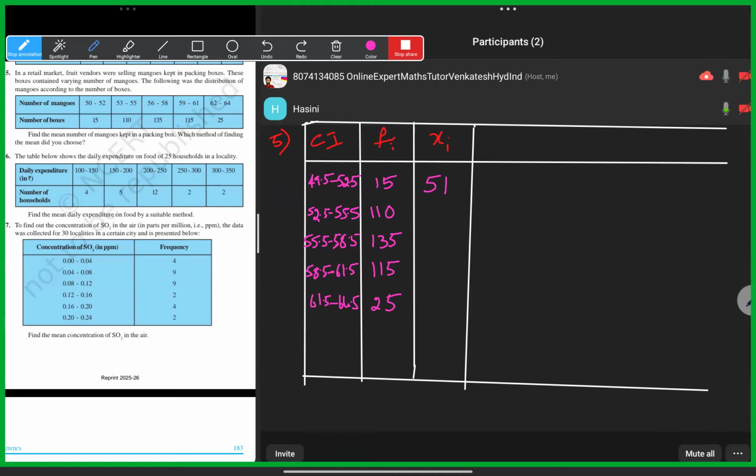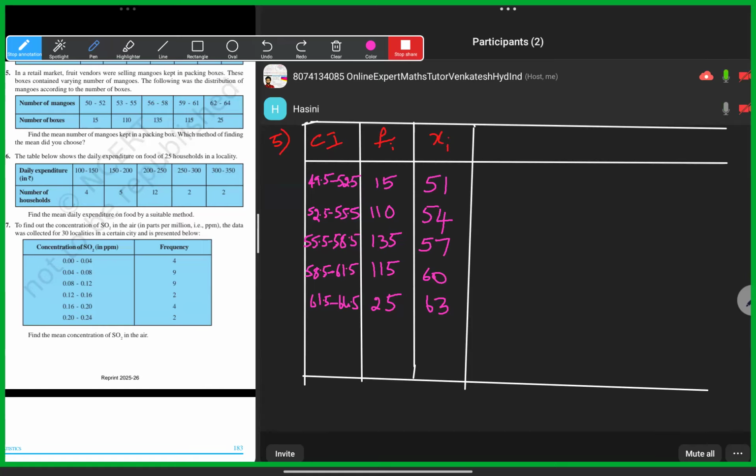Could you hear me? Yes, Hasni. So we'll add 3: 51 plus 3 is 54. Then 54 plus 3 is 57. 57 plus 3 is 60. 60 plus 3 is 63. Any doubt, Hasni? No, sir.